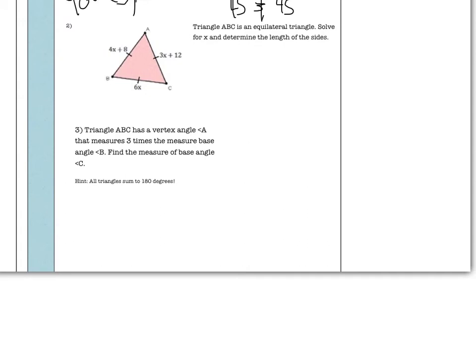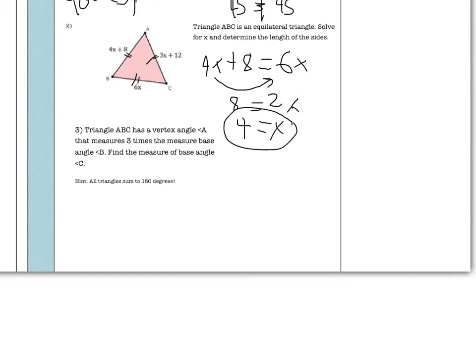Triangle ABC is an equilateral triangle. Solve for x and determine the lengths of the sides. We know that each side here has to be congruent. So all I need to do to solve for x is set two of these sides equal to each other and simplify. So I'm going to move my 4x over to this side, and I get 8 equals 2x, divide by 2, and I get 4 equals x.